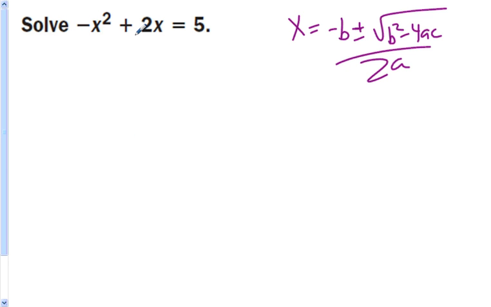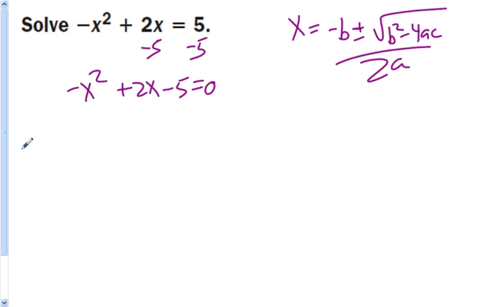This equation is not in standard form, and it's also not equal to 0, so we want to make it equal to 0 so that we can solve. So I'm going to take this 5 and move it over to the left side by subtracting it. That's going to give me negative x squared plus 2x minus 5 equals 0. Again, there's no like term for this minus 5, so you can't put it with the x or the x squared. It just stays by itself.